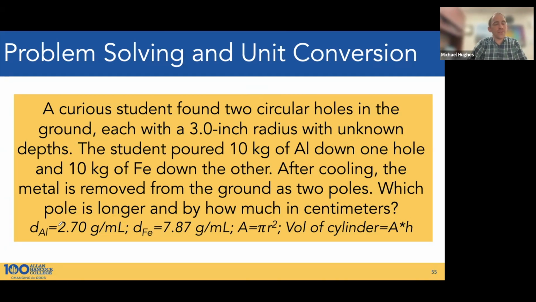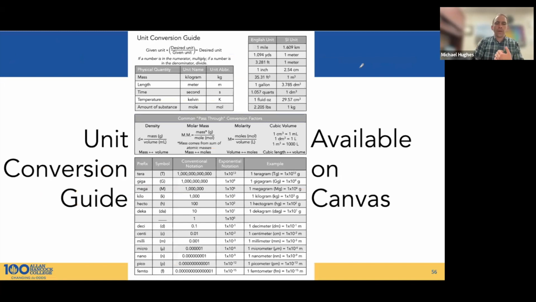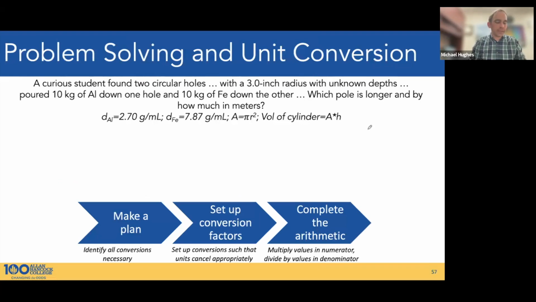And I'm going to give you some values. The density of aluminum is 2.70 grams per mil. That's a pass-through unit. The density of iron, another pass-through unit, is 7.87 grams per mil. And a couple equations. The area of a circle is pi r squared. And the volume of a cylinder, we're going to picture our holes as cylinders, is the area of the circle times its height. So we're going to have to use our conversion factor guide, make sure it's ready, but let's take a look at this problem a little bit.